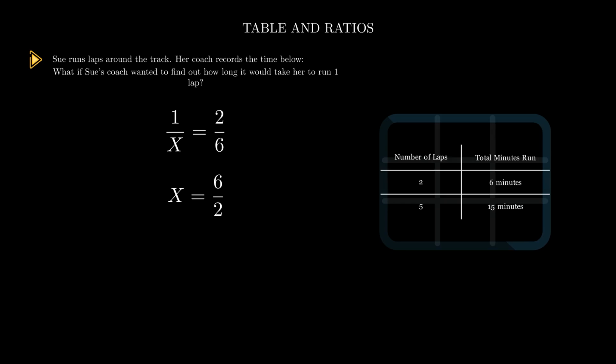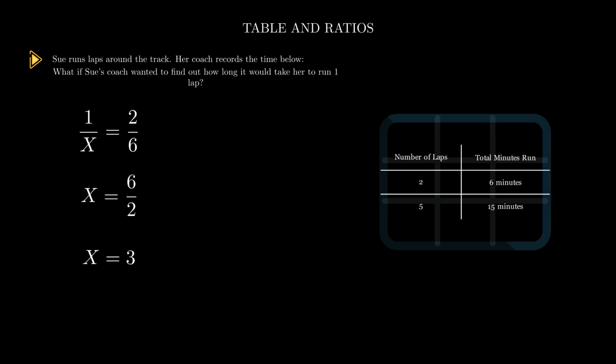For the left side, 1 over x, the reciprocal is x. For the right side, 2 over 6, the reciprocal would be 6 over 2. Now we can simplify the fraction by dividing 6 by 2, which gives us 3. So it would take Sarah 3 minutes to run 1 lap.